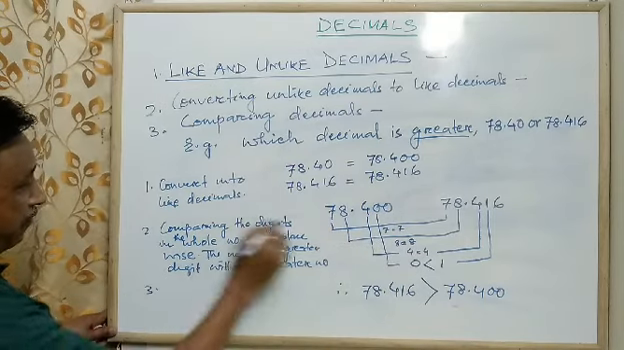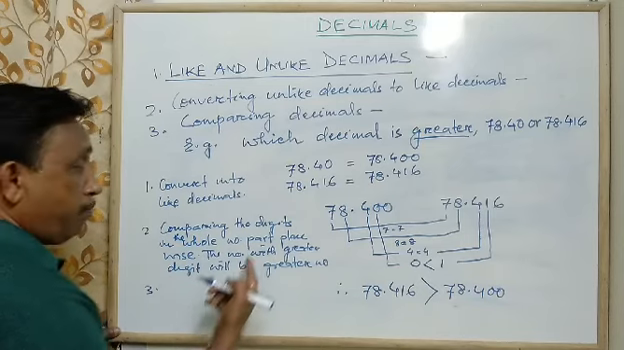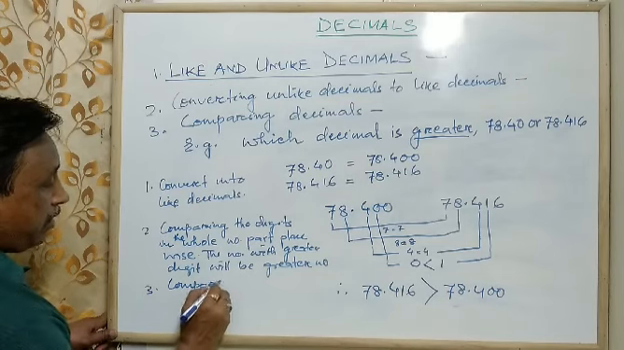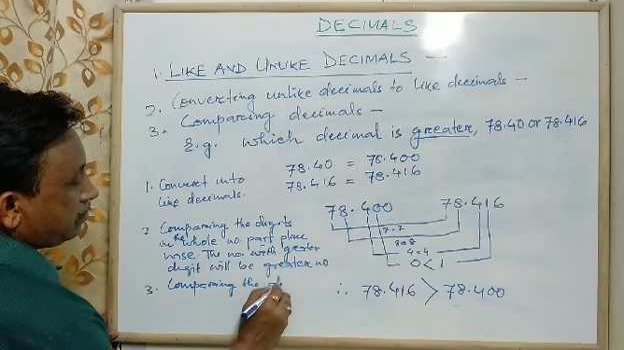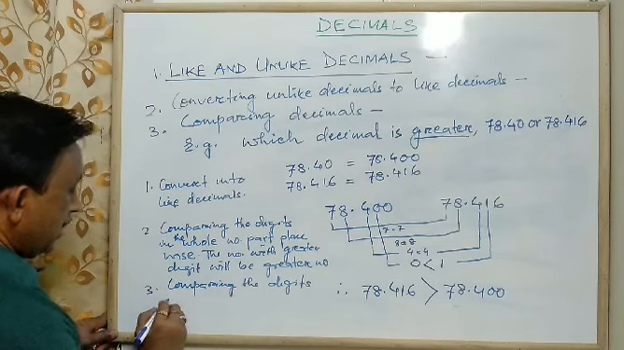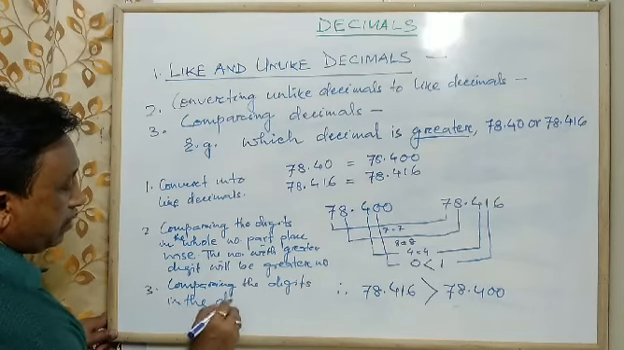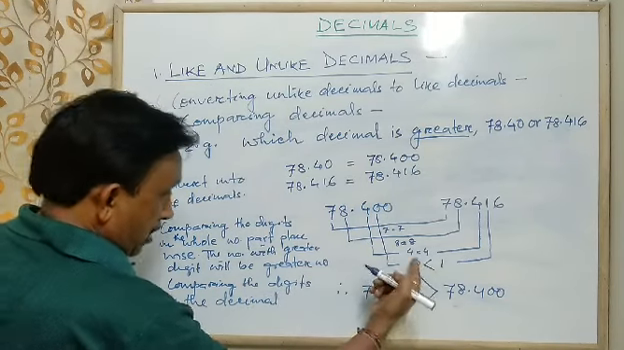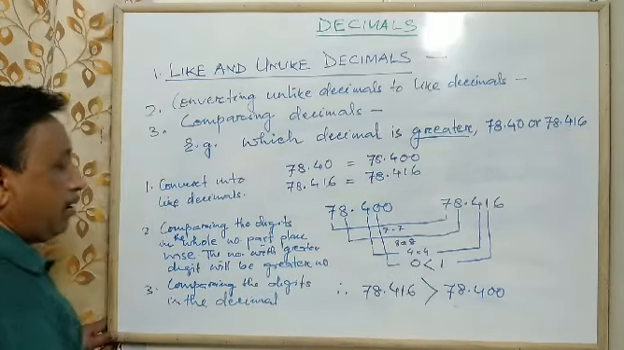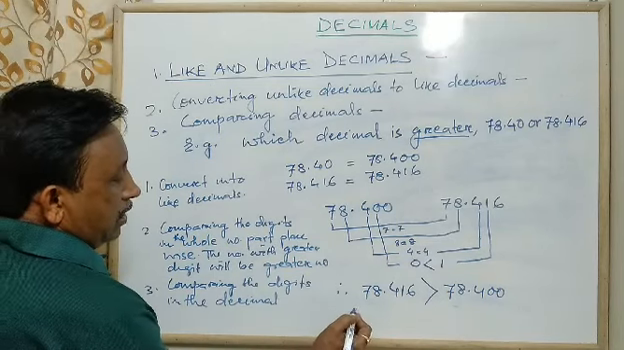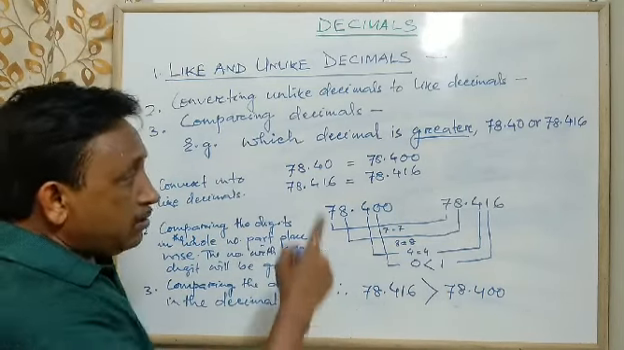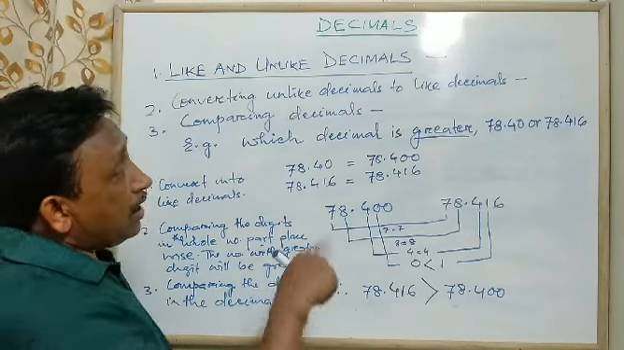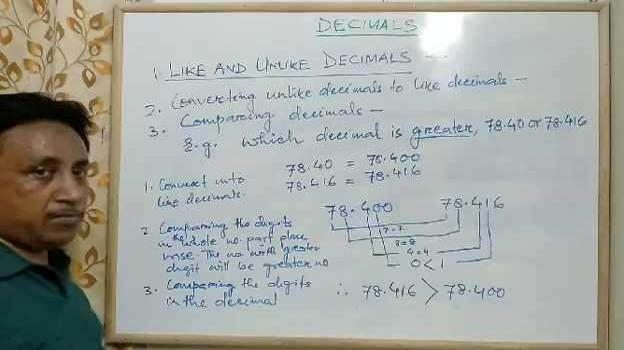So third is, if the digits in the whole number part are the same, then start comparing the digits in the decimal part. This will continue until you get either greater than or less than. If you want to write it down, you pause it. In the next part we will see how to convert fractions to decimals and decimals to fractions.